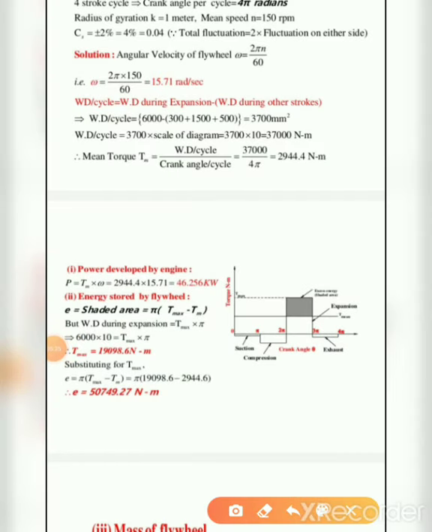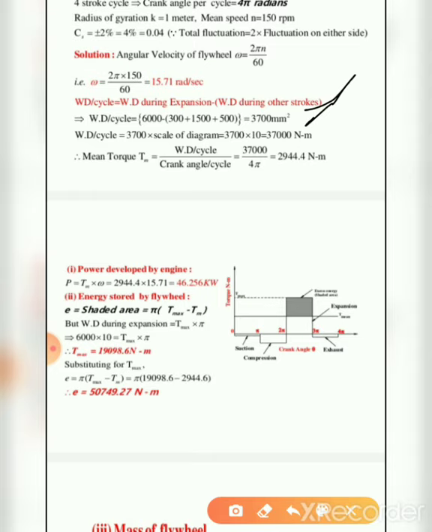So this equation is very important. Here, work done per cycle is equal to work done during expansion minus work done during the other strokes. Okay, so moving forward, it is 3700 mm square.